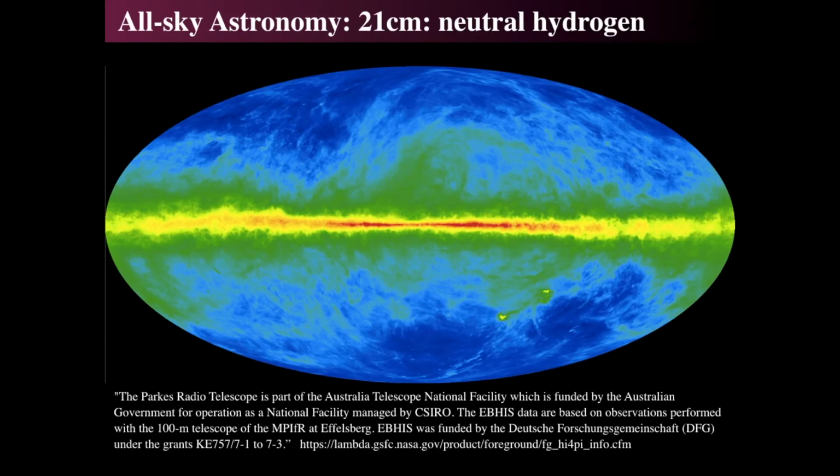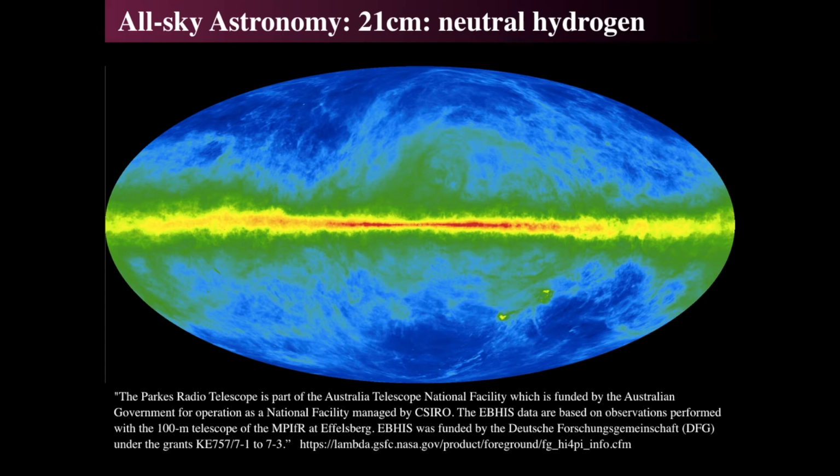But the neutral hydrogen is really the key, because stars are formed out of hydrogen, so this is a big thing. This was done over a very long period of time using the Parkes radio telescope, which is part of the Australian government, and this has been put together by and is held by the LAMBDA archive at Goddard Space Flight Center with NASA.